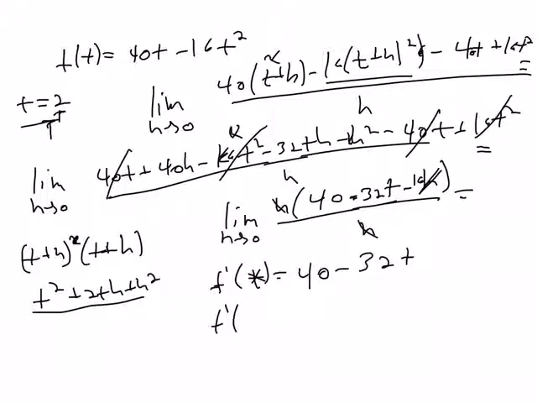So now f prime of 2 is equal to 40 minus 64, and yeah. So this is the velocity, and our velocity is, I don't know, whatever it is. It's a negative number, which means that the ball is falling back down to the ground at a certain speed. So it's moving at a negative speed. So it's falling back down to the ground at this point at time 2.